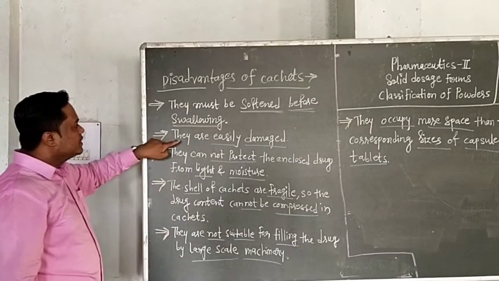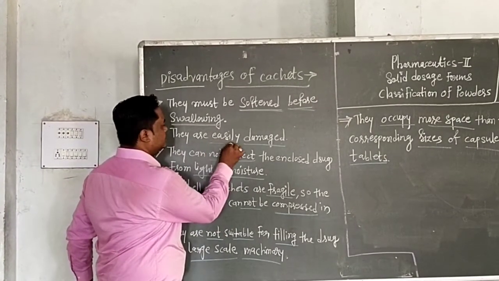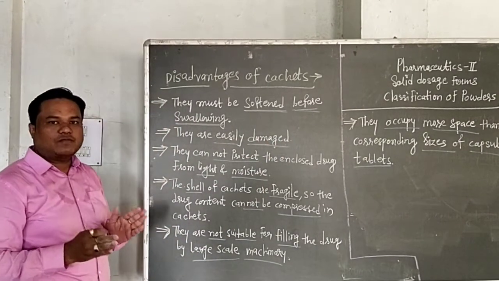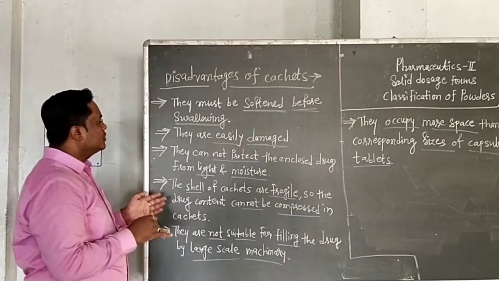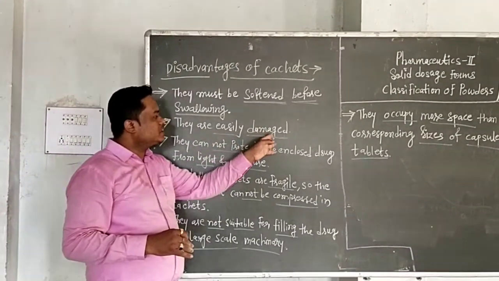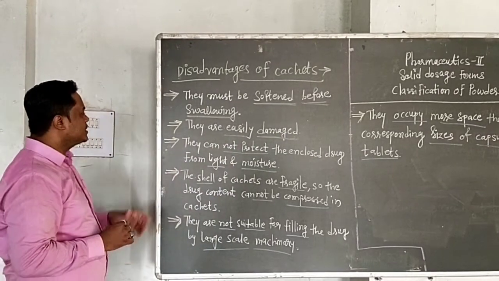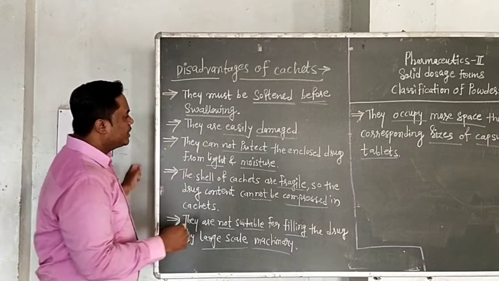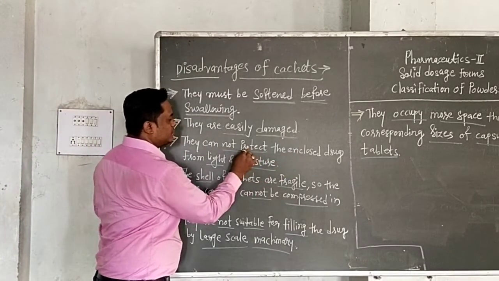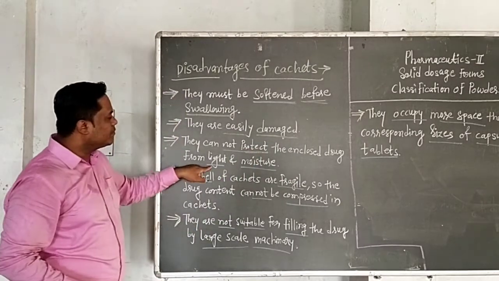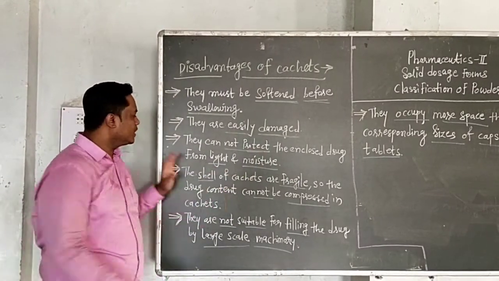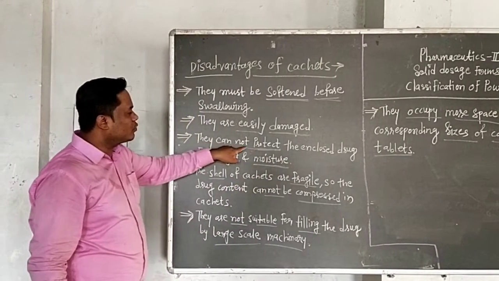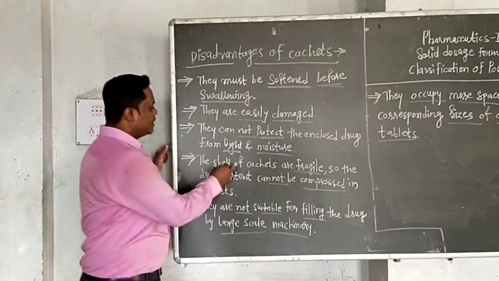Then second is they are easily damaged, because the cachet shell is made up from rice flour. Therefore, the chances of easy damage will be more in case of cachets. Then next is they cannot protect the enclosed drug from light and moisture. This is the disadvantage. Means they cannot protect the enclosed drug from light and moisture.